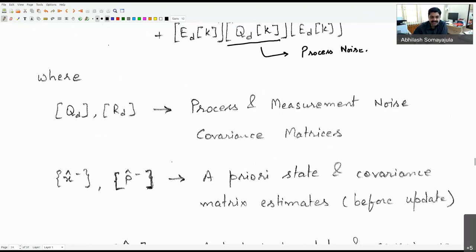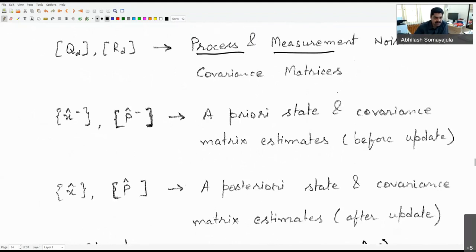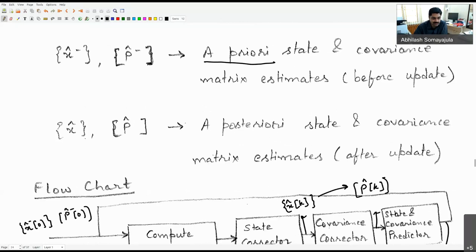Okay, as I said, QD here represents the process noise covariance matrix, RD here represents the measurement noise covariance matrix. x hat minus and P hat minus denote the a priori state and covariance matrix estimates. So these are the names which are given, which means this is before the update. What is their value after the prediction? And after the update, what their value is given by these quantities.